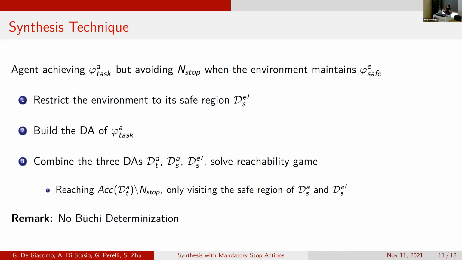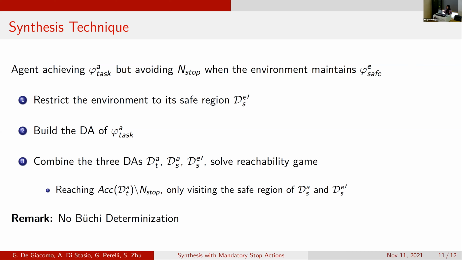And after having this set of non-stop states in hand, we can now synthesize an agent strategy that allows the agent to achieve its task. But at the moment of achieving the task, it has to avoid these non-stop states. And also later, the environment maintains the environment safety. So first, we again restrict the environment to its safe region. And then we build the deterministic automaton recognizing the agent task. Then we combine these three together and then solve a reachability game.